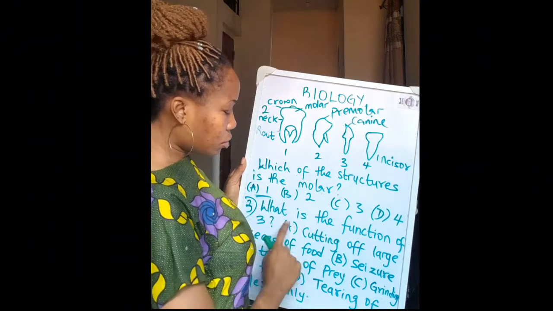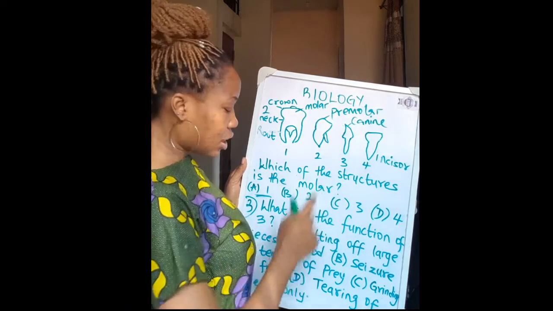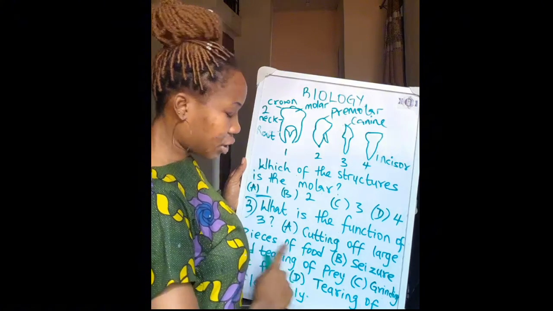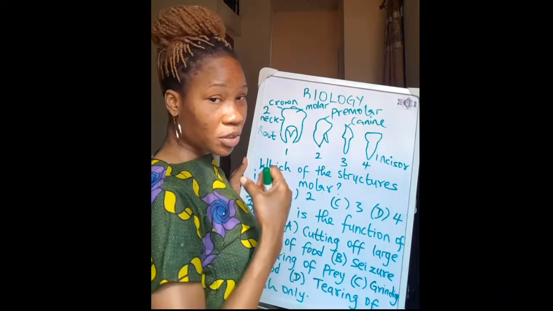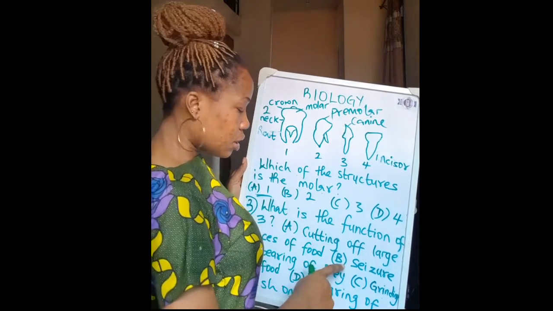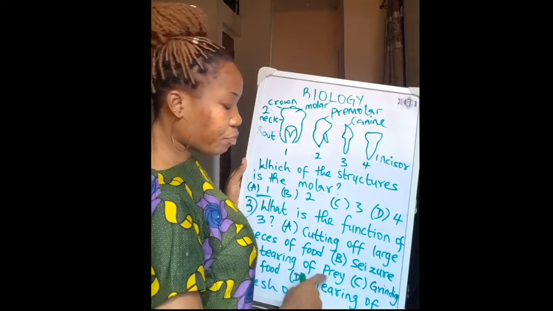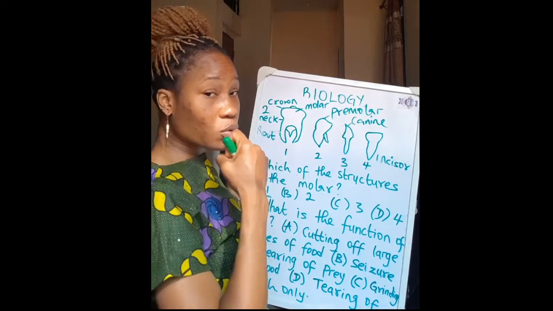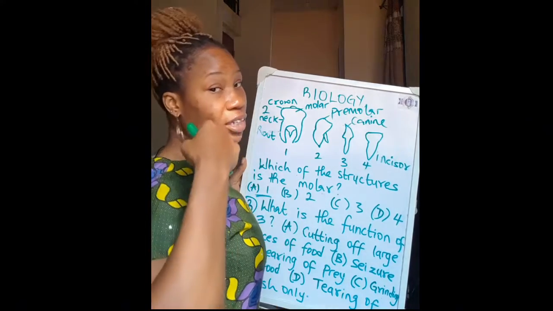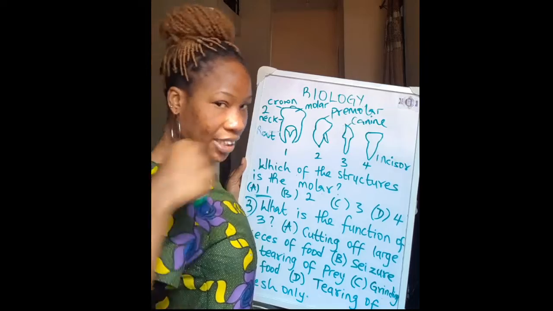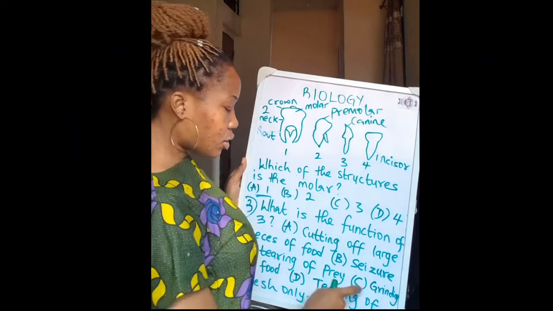So back to question number 3. What is the function of the canine? A says cutting off large pieces of food. It doesn't really cut, but not just cutting. Then B says seizure and tearing of prey. Yes, it has to hold with the incisor and move it to the canine, still holding it and tearing it apart. So C says grinding.